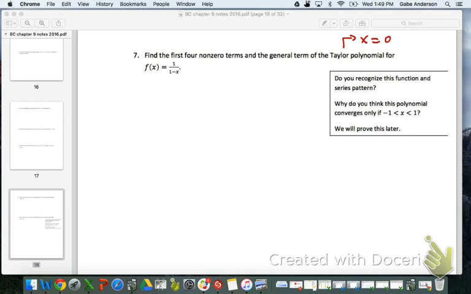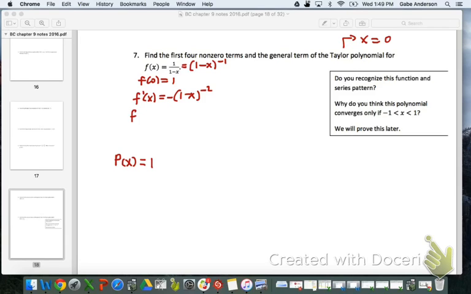But here we go. As is typical, I'm going to write p of x equals. And the first term, of course, is just f of 0. So f of 0, I'll just do this up here, f of 0 is equal to 1 over 1 minus 0. That's just 1. Okay, so we got to do some derivatives here. Of course, this is equal to, this will be helpful, (1 minus x) to the negative 1. We do our derivatives, that's going to be pretty helpful. So f prime of x is then equal to negative (1 minus x) to the negative 2.